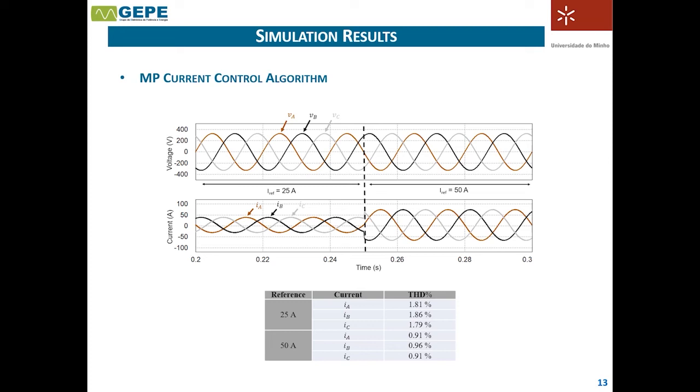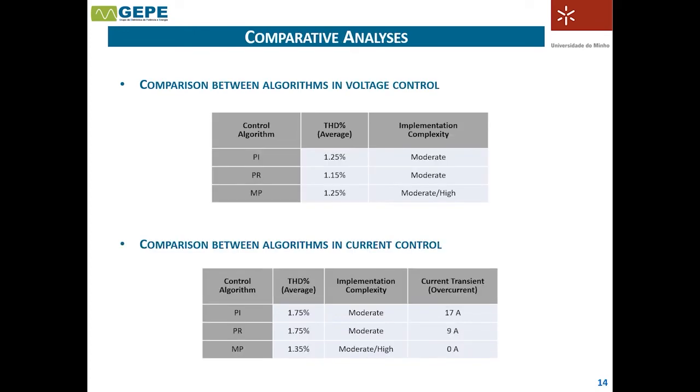The results obtained in the THD of the currents decreased to 0.91% phase A, 0.96% phase B, and 0.91 phase C. In the transition response of the MP control with the increased reference current, it is verified that there is no peak current, presenting a smoother behavior.